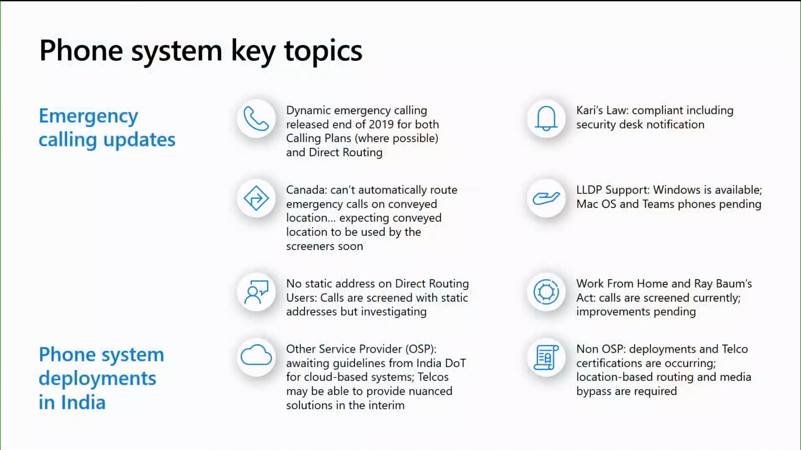A few other topics around dynamic emergency calling, one of which is Link Layer Discovery Protocol support, or LLDP. It's a common mechanism for an admin to use an Ethernet switch and port to provide a really granular location to the Teams client. This capability is supported currently within Windows because Windows offers LLDP natively. We are currently looking at how to provide the capability into the Macintosh operating system, as that is not a native component of the operating system, as well as for the Teams IP phones.